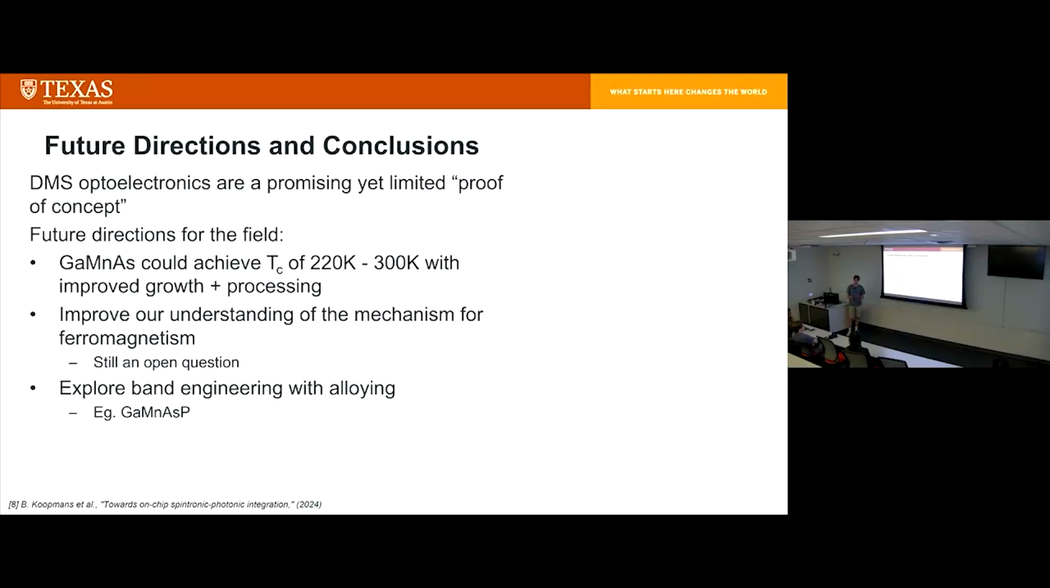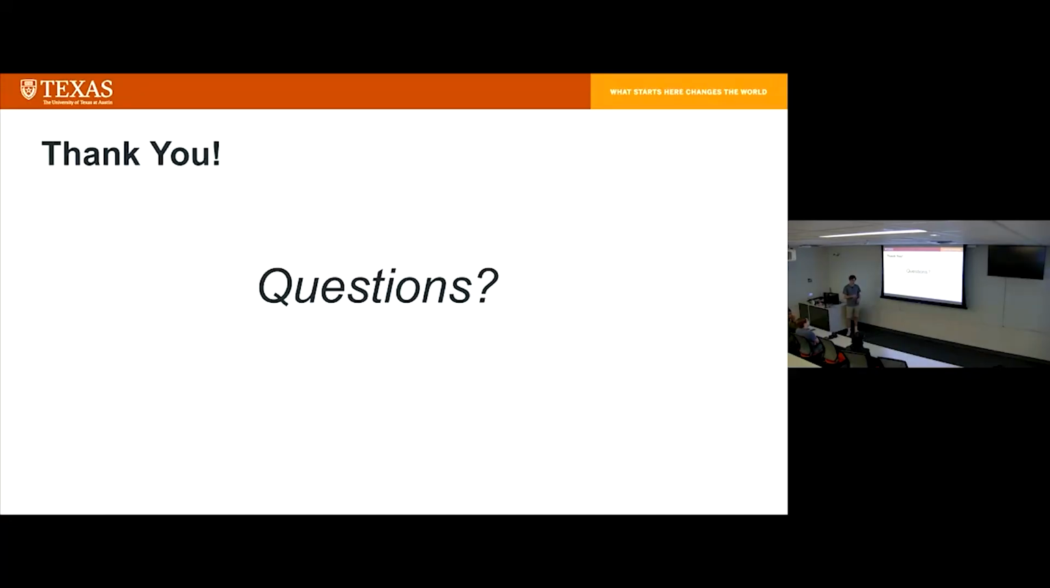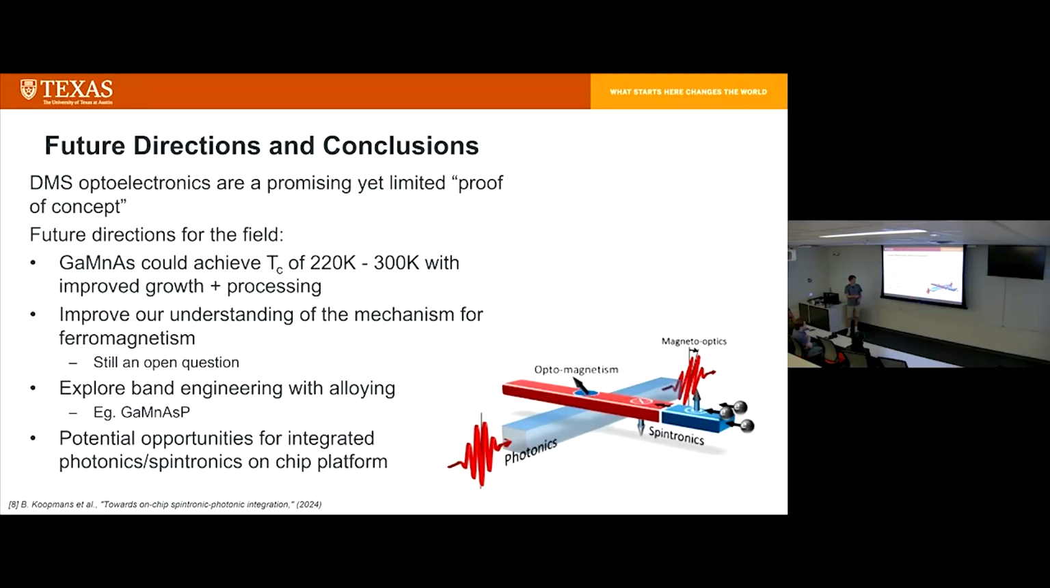And we could even explore things like band engineering with different alloys, and you could even push the impurity band level relative to the band edges around potentially. And there's a lot of interesting applications in the future that could become relevant. For example, you could have an integrated photonics and spintronics platform, all of which is on chip.